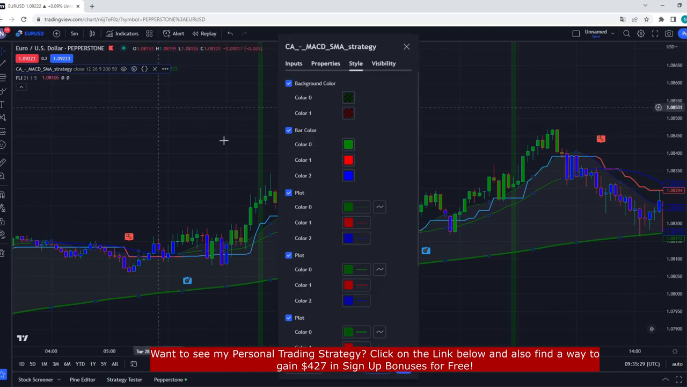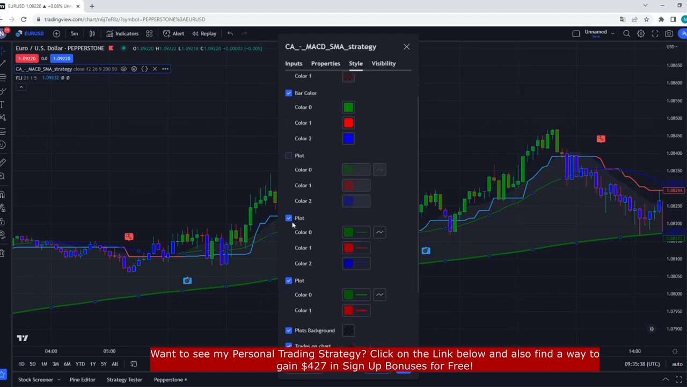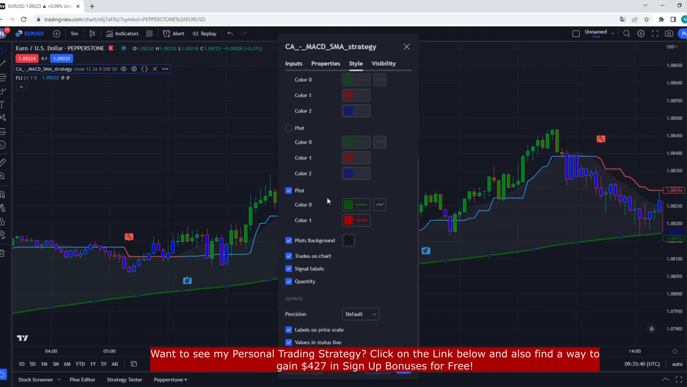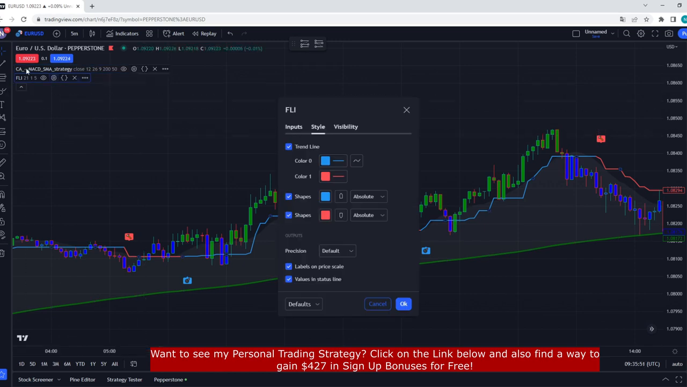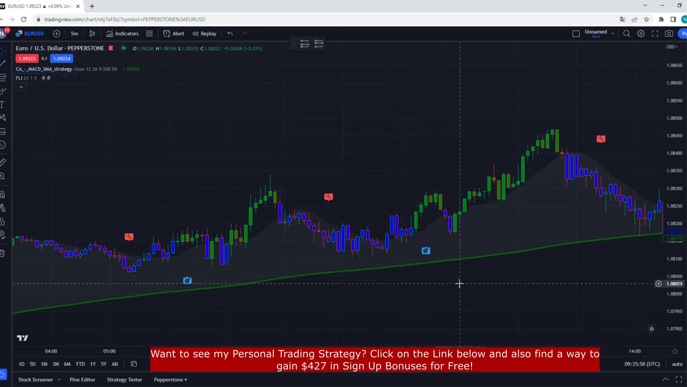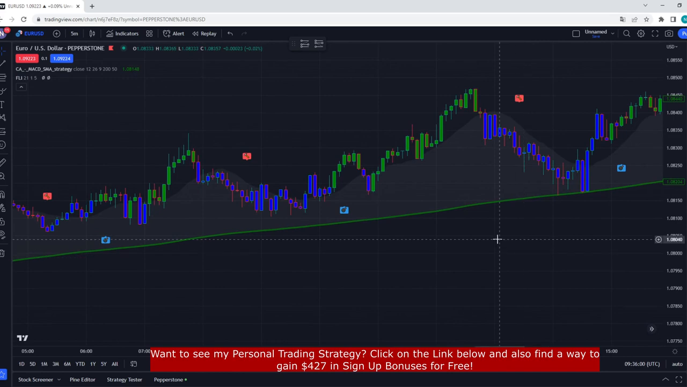So we load it in as well, and let's make some changes to it. At the MACD we will go into the style section and uncheck the background color, and we uncheck the first and the second plot. And we also want to uncheck the trades on chart. Click OK, and this is our first indicator. For the Follow Line indicator, we will do the same. So we click on the settings, go into the style section, and here we want to uncheck our trend line. Click OK, and our setup is already done.